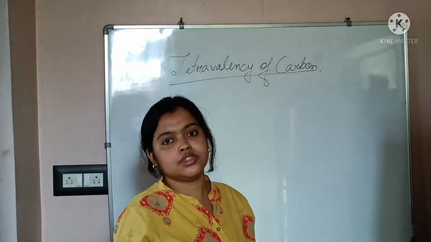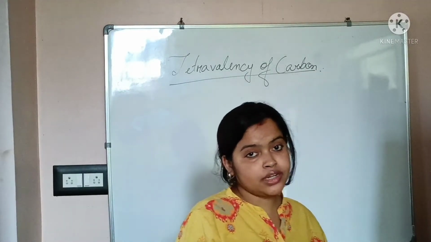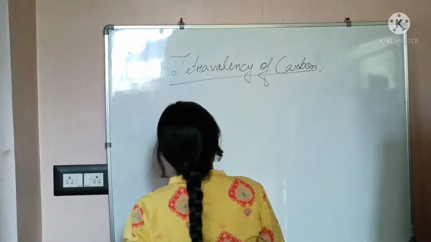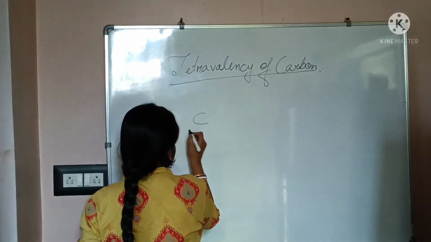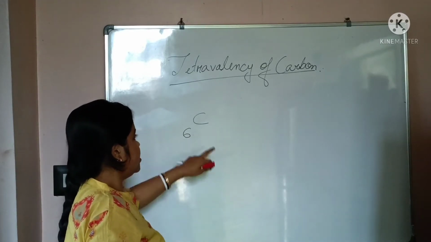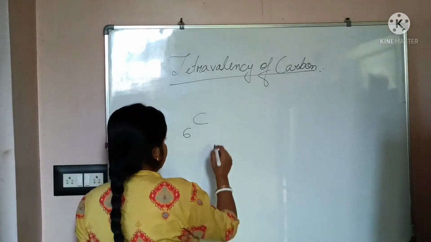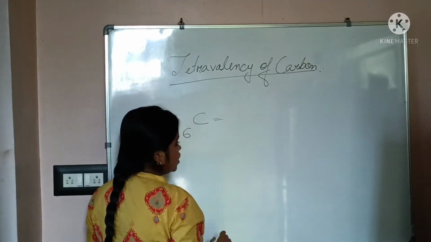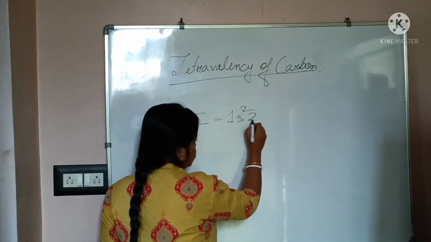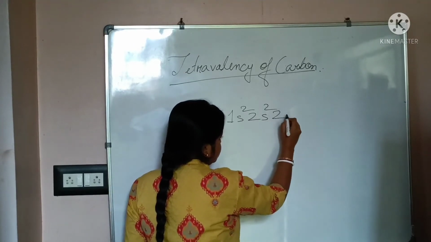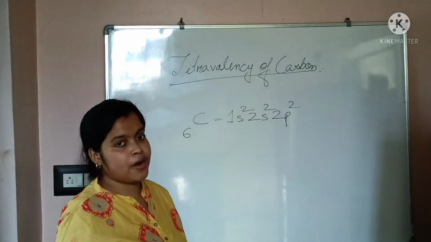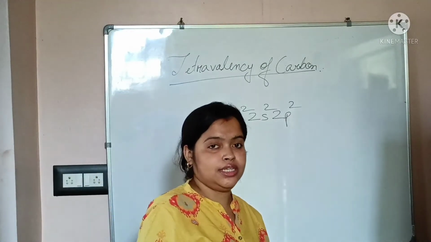So carbon, you know what is the atomic number of carbon? It is 6. Okay, so let me write here 6. 6 represents the atomic number and it is for carbon. So what is the electronic configuration for carbon now? 1s2, 2s2, 2p2. So the total number of valence electrons in carbon is 4.